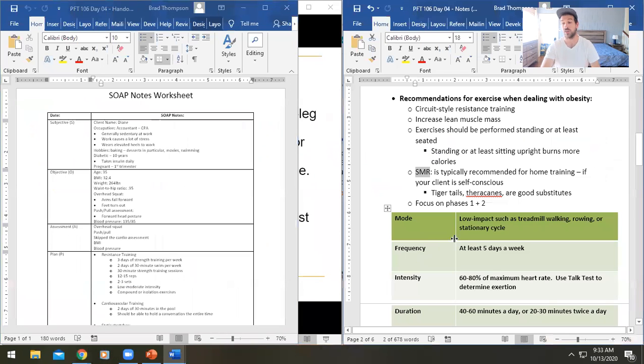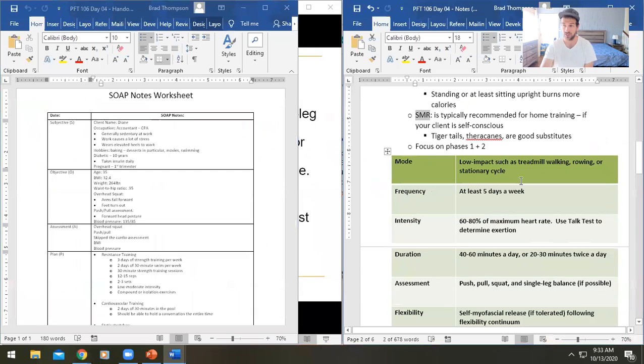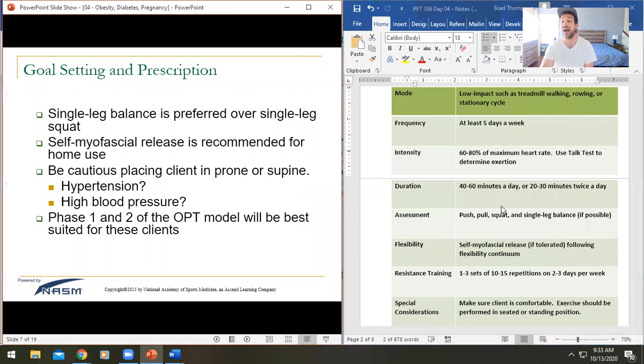And typically we're going to focus on phases 1 and 2 of the OPT model because those are our 2 highest calorie burners. Could you do phase 3? Of course, that's hypertrophy. And again, gaining lean muscle mass can also be a really effective weight loss strategy. But typically if we are focused on calorie burns while still trying to build some muscle, phases 1 and 2 are really great for that.